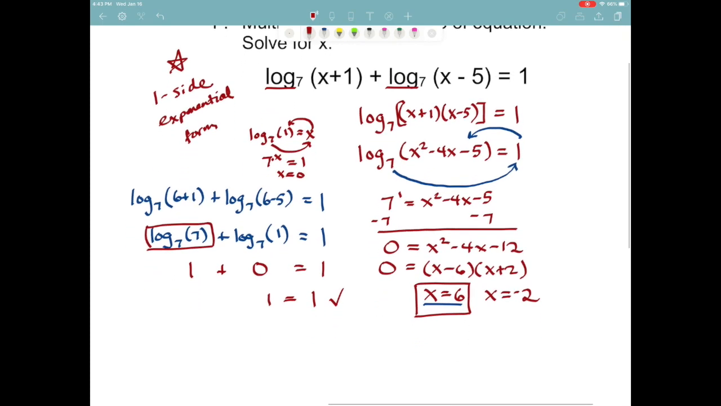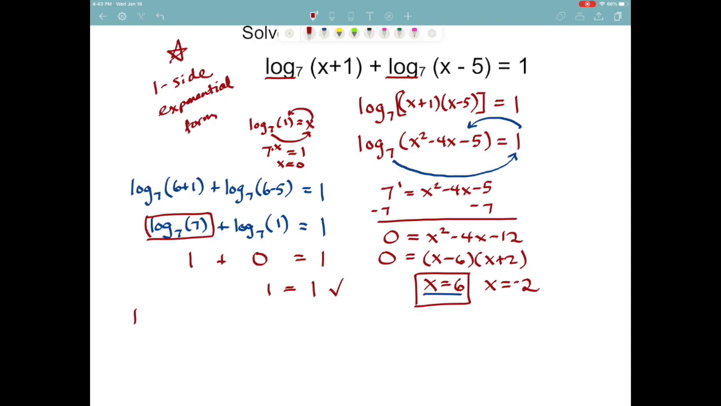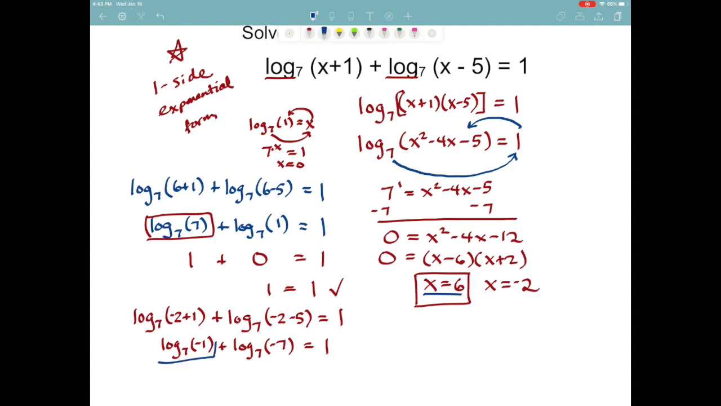But when we try to plug in our negative 2, let's see what happens. Log base 7 of negative 2 plus 1 plus log base 7 of negative 2 minus 5 equals 1. Now when you do log base 7 of negative 1 plus log base 7 of negative 7 equals 1, we run into a problem. Think about this expression.